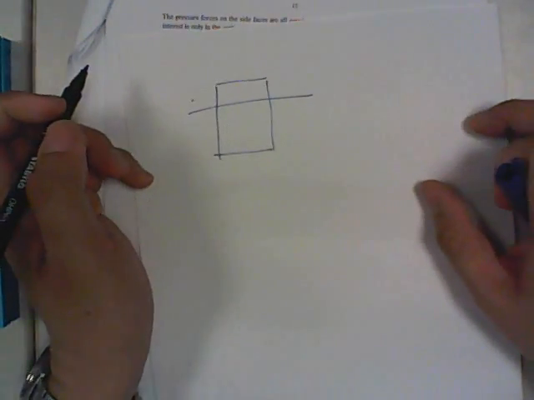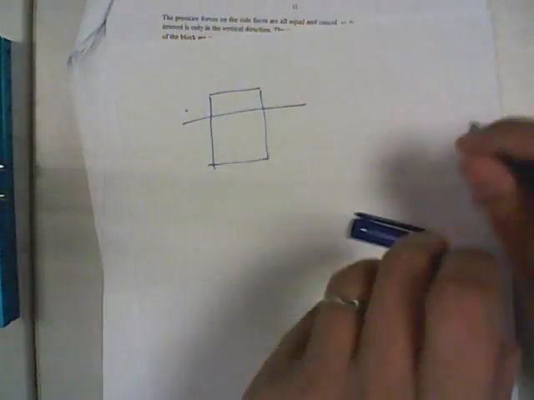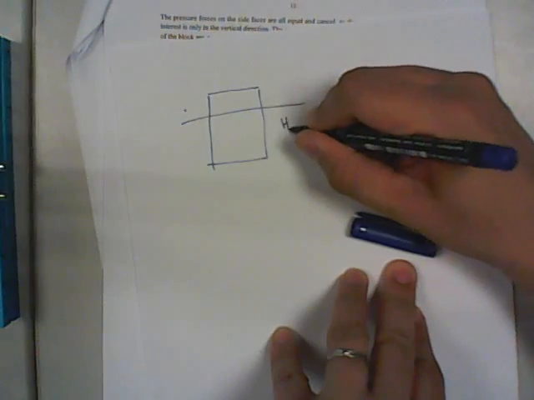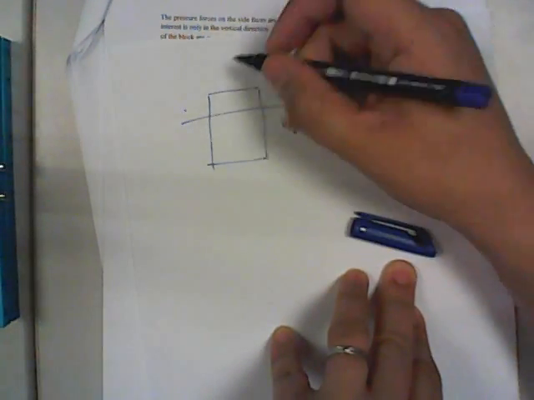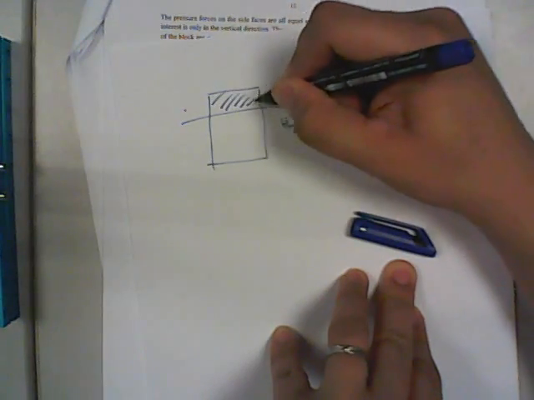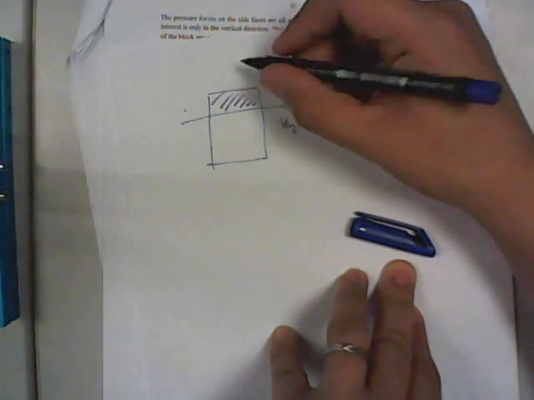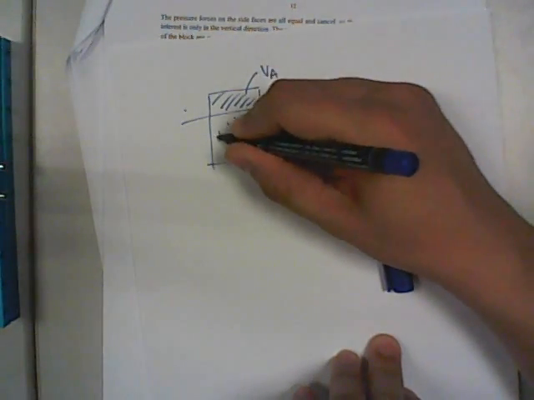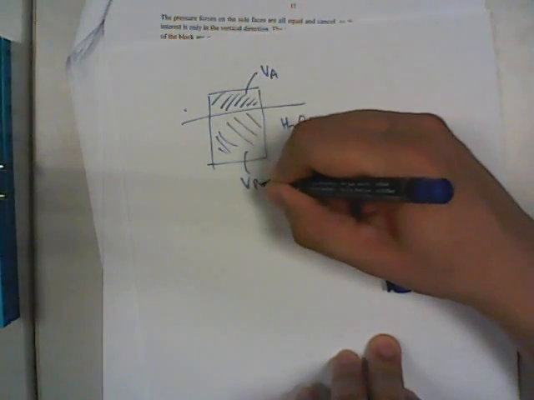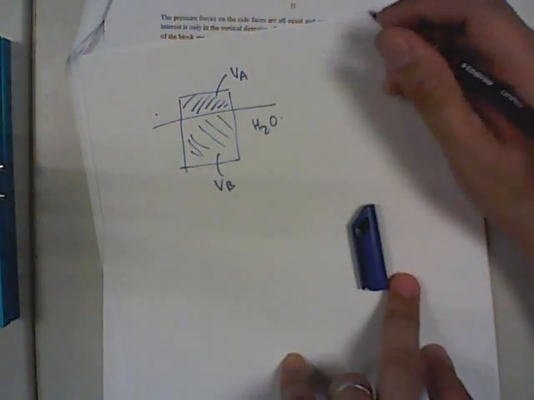Suppose I have a floating object, floating in the water. So this is H2O, right? And this object, part of the surface, part of the volume is above water level. So let's call this VA, okay? And part of the volume is submerged. So let's call this VB, okay?